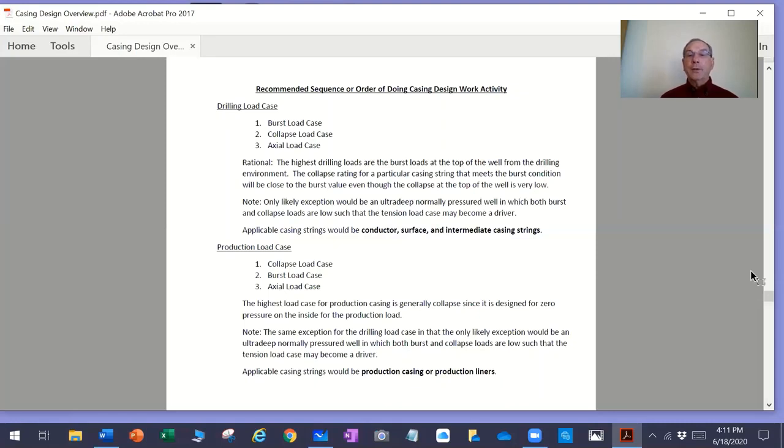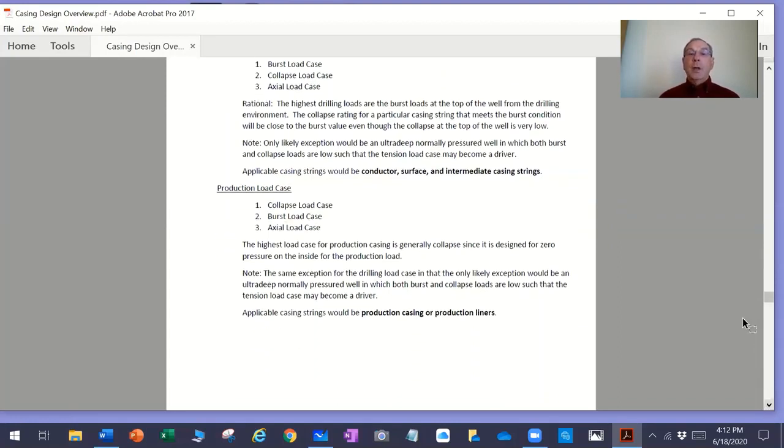So the applicable casing strings that this suggestion applies to, since it's for the drilling load cases, are all the drilling casing strings that are only being utilized for drilling the well, which would be conductor casing, surface casing, and intermediate casing strings. All of those casing strings, if they're only being utilized to drill the well, you do them in that order. Okay. Then for the production load case, I suggest to do the collapse load case first, and then do burst, and then check axial loads.